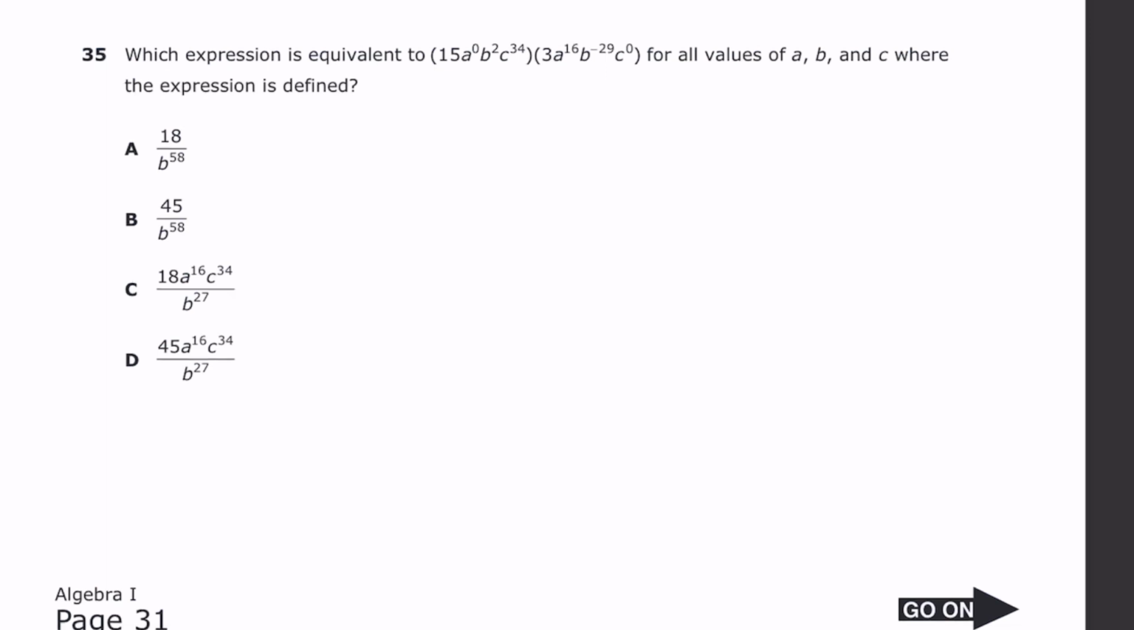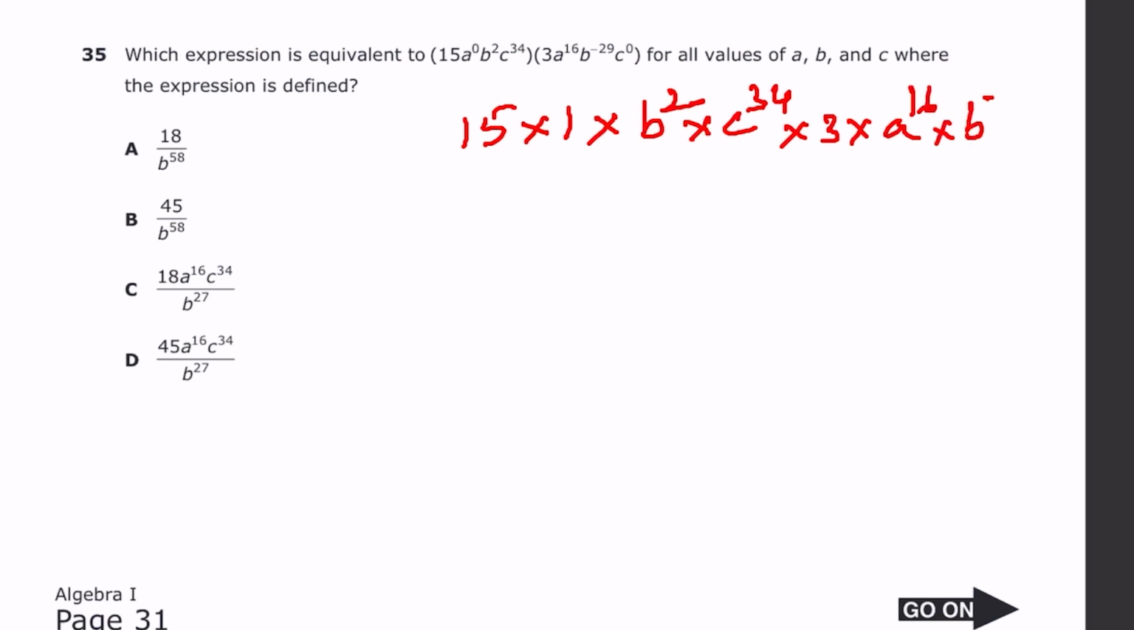We'll see. So now if you just write it down in this term, a to the power of 0 is nothing but 1 into b square. All which are positive powers we write in the numerator, all which are negative values we bring to the denominator, but first we'll calculate and then we'll write. So into c to the power of 34 into 3 into a to the power of 16 into b to the power of minus 29 into c to the power of 0, which is nothing but 1. So now 15 3s are how much? 45. So where you are having 45, in B or D you are having. So now it can be in these two options.